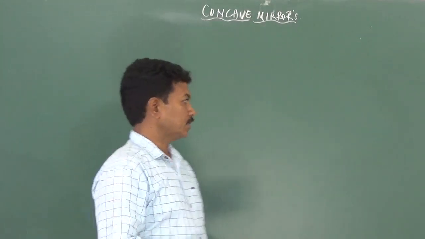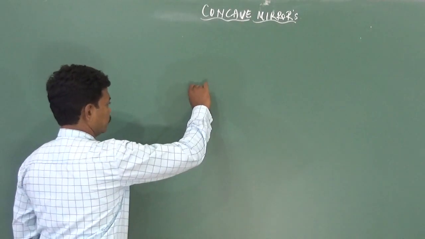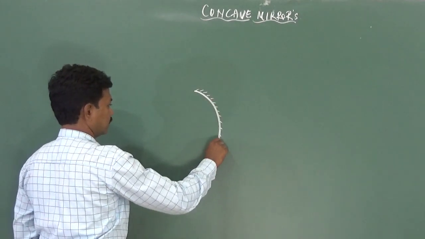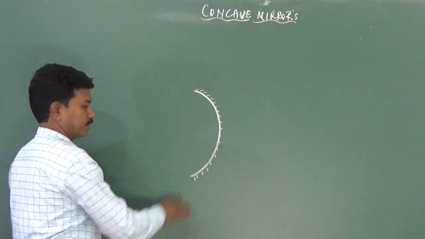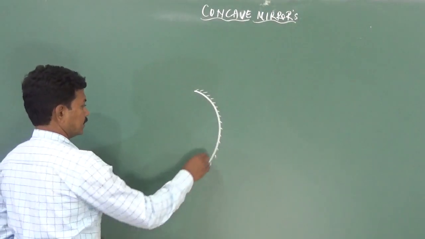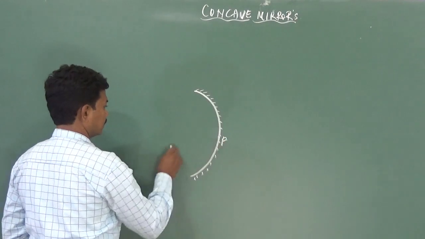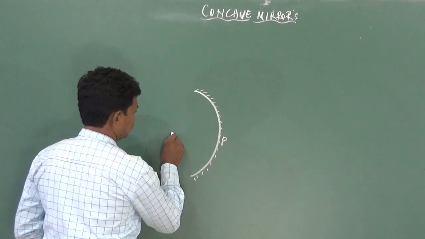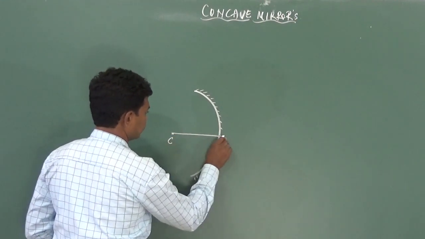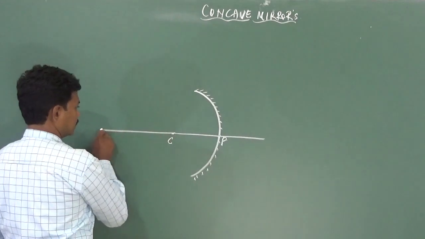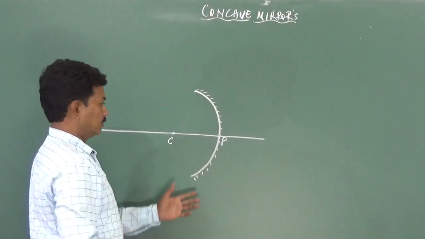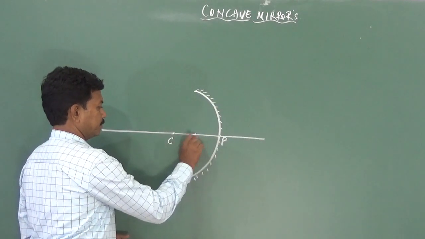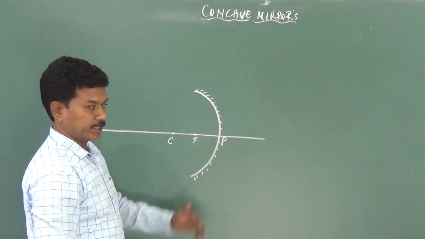So let us go with the concave mirror. You know that the concave mirror is a part of a hollow sphere which is silvered at the outer surface, hence it is reflective at the inner surface. The center of the mirror is called the pole of the mirror. This is the center of curvature, and the line which joins the center of curvature and the pole of the mirror, which can be extended on both sides, is called the principal axis. The point which is in between the center of curvature and the pole of the mirror is called the principal focus, represented by capital letter F.